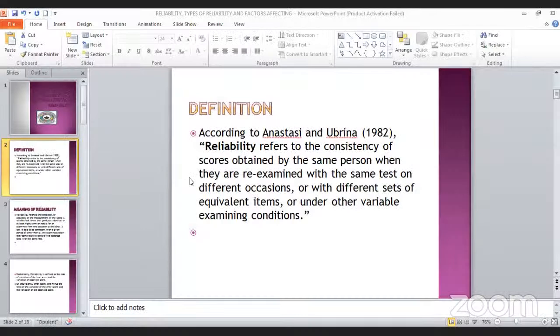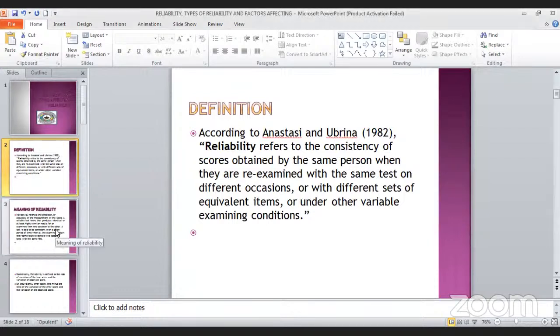Okay. So first is the definition. According to Anastasi and Urbina, 1982, reliability refers to the consistency of scores obtained by the same person when they are re-examined with the same test on different occasions, or with different sets of equivalent items, or under other variable examining conditions.